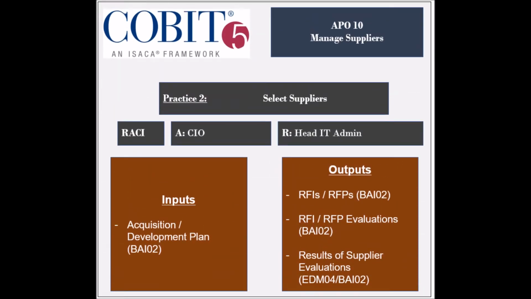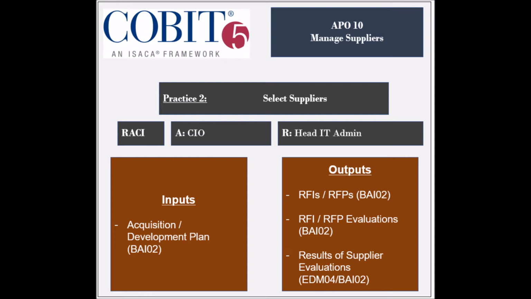The second practice is to select the suppliers. The entity that is responsible for this practice is the head of IT administration, and the entity that is held accountable is the Chief Information Officer. The practice receives one input, which is the acquisition and development plan from the BAI2 process.